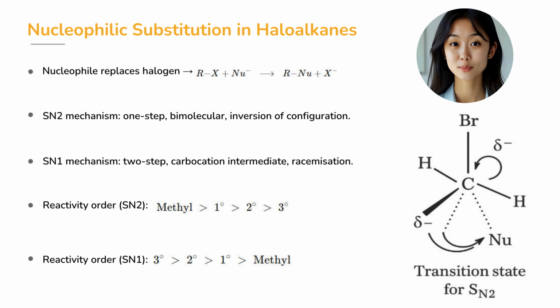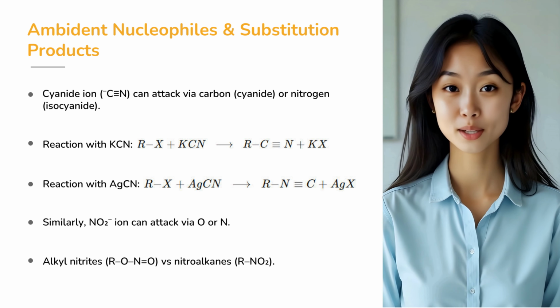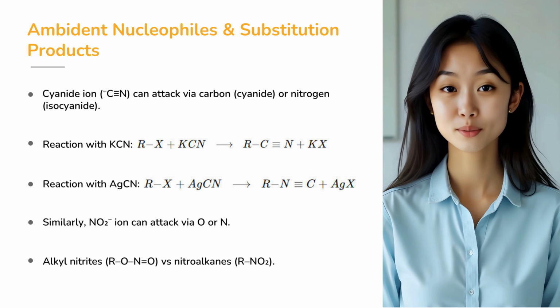Reactivity depends on the substrate. SN2 is fastest in methyl halides, while SN1 is most favored in tertiary halides because of carbocation stability. This delicate balance explains why the same halogen can behave so differently depending on the carbon skeleton it is attached to. Let's now discuss ambident nucleophiles.